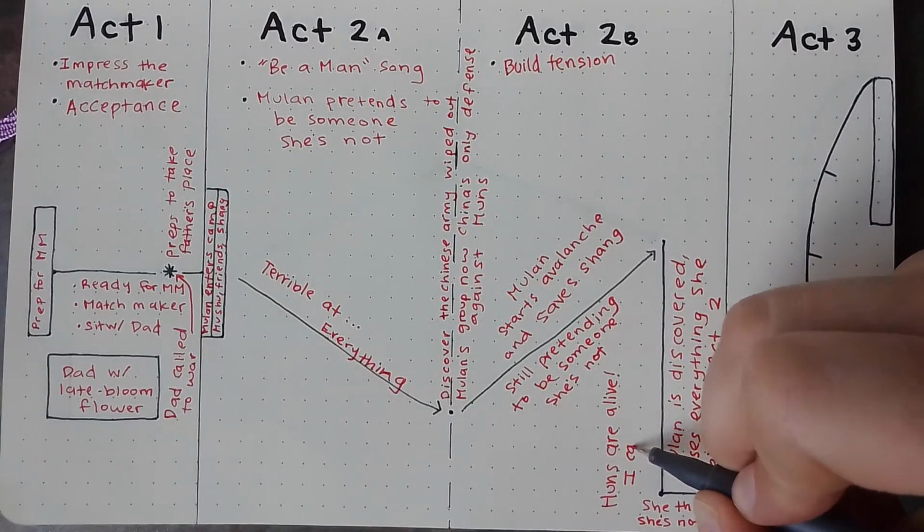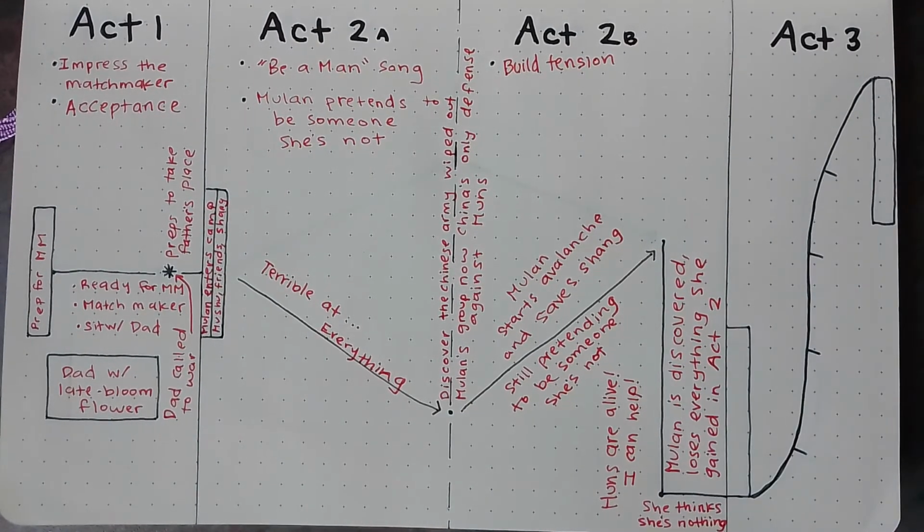She realizes that China is still in danger, a plot epiphany, and that she needs to try and help as herself, the theme epiphany. This pushes your main character into Act 3, where you get to deliver on everything you've built up in the previous acts.